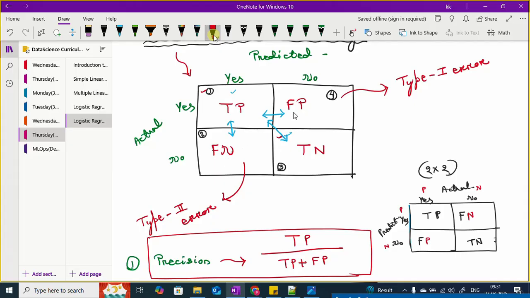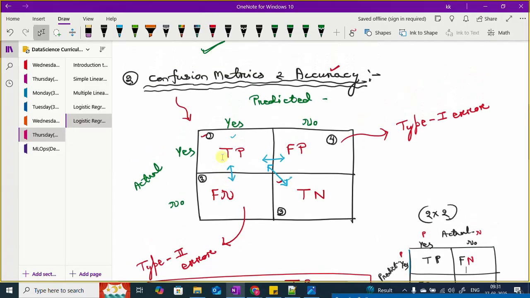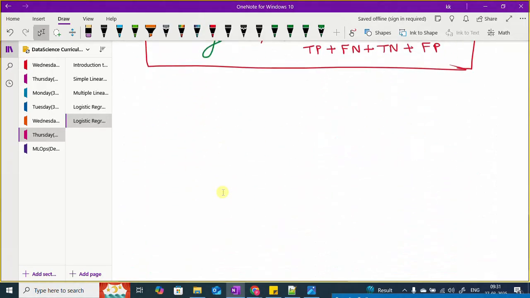Now see, I have taken false positive here, false negative here, but it's a reversal now. Now it's a false positive, false negative. One more thing: here I am giving more priority to actual. Let's say in this case, you are giving more priority to predicted. Let me draw one more time. So four different cases you can generate.